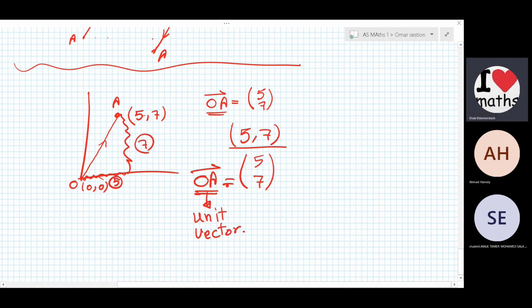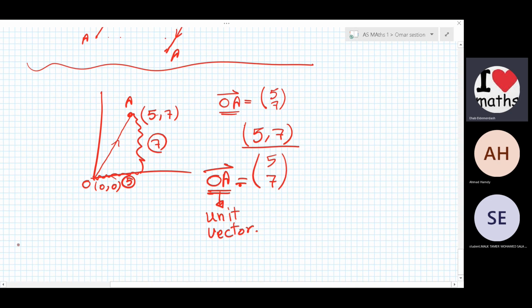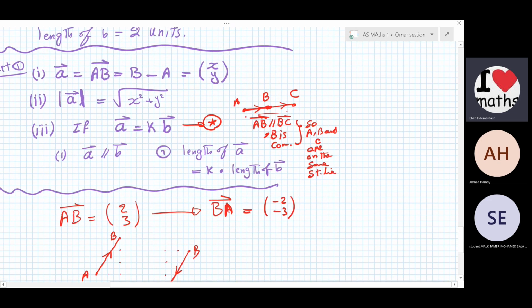يعني ايه يا اخوانا اليونت فيكتور ده؟ ايه معنى كلمة اليونت فيكتور؟ It is just joining between the center or the origin and any point. Are we clear on that? طيب. There is a little bit of information that you need to digest in the first part.